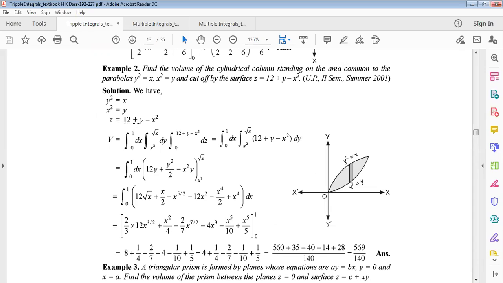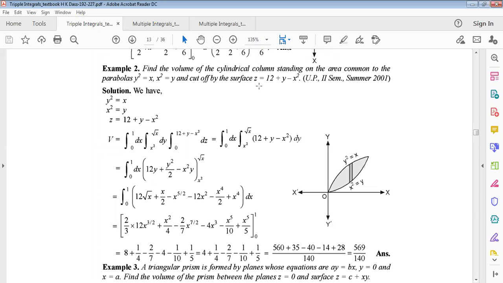Okay, now if you want to draw, this is the x-axis and this is the y-axis, and this is the x square equal to y parabola, and this is the y square equal to x parabola. The figure will actually be like this, and this will be like this. Understand? This is the intersection region, the intersected area. So we have to find out this volume. This is the common region between the parabolas.